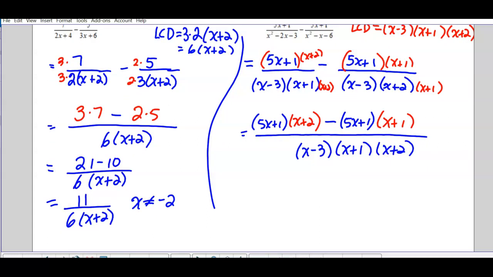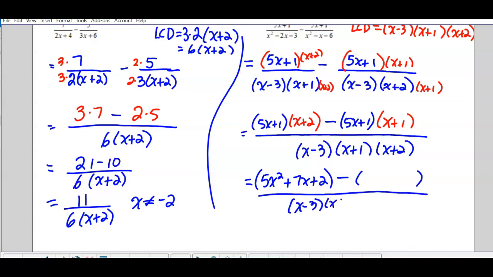So now, if you read the steps, you have to expand the numerator, not the denominator, expand and simplify. And then collect like terms. So we'll have 5x squared plus 7x plus 2. If you want to keep brackets around it, you can. I am going to keep brackets around the next one because it's a subtraction. Let's copy out your denominator. Okay, and then multiply these binomials together. 5x squared plus 6x plus 1.